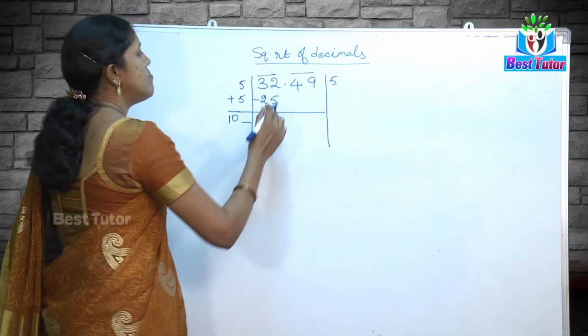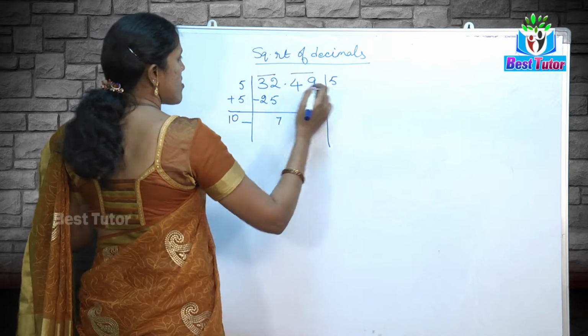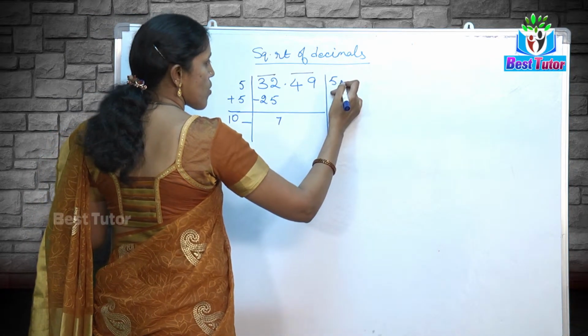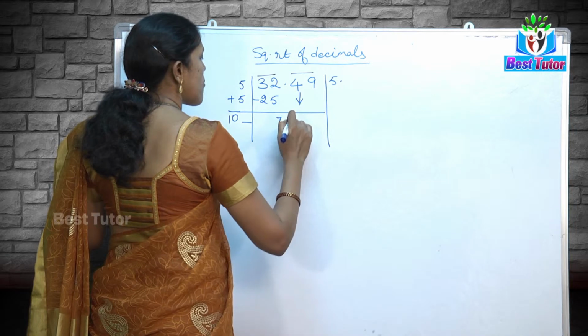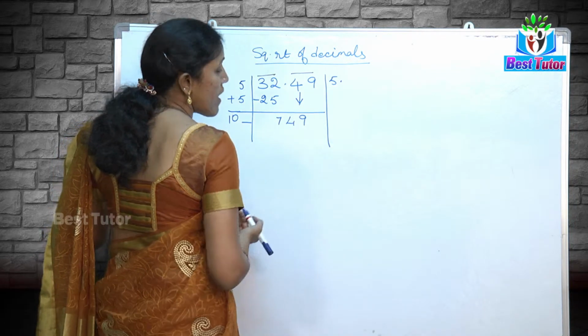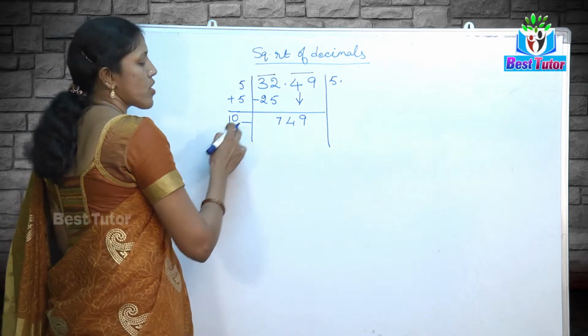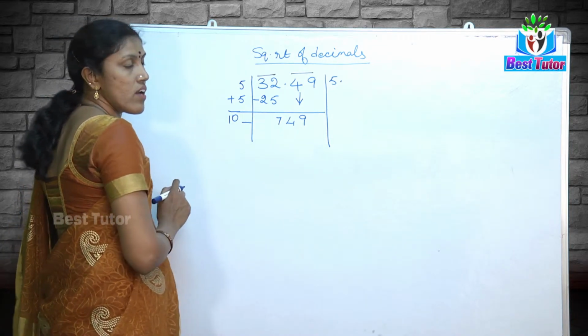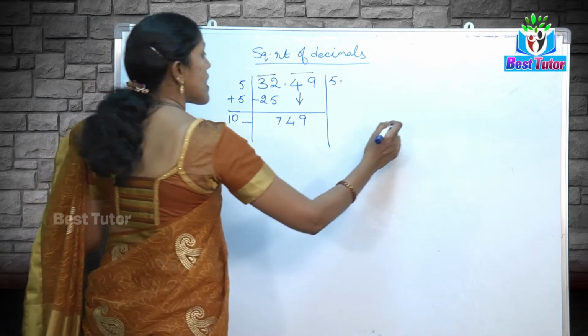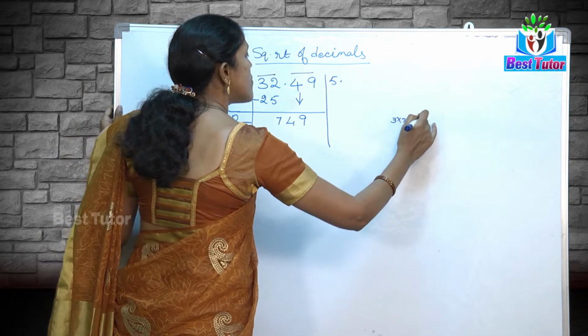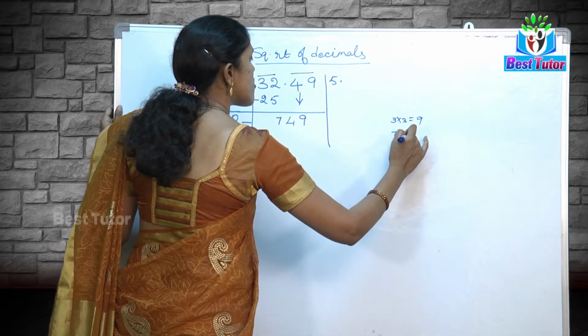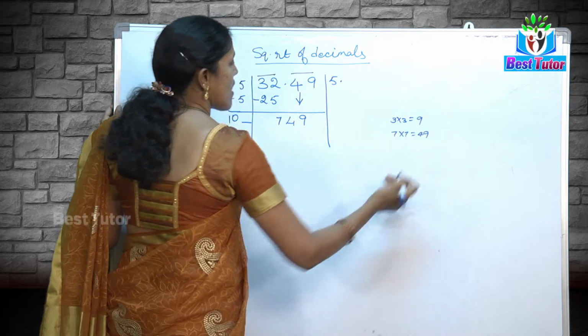Right. I need to bring the next pair down, but this point is stopping us, so I will put a point here and then I bring this 49 down. So here it is going to be 749. I need to put a suitable digit here. 9 is the ending digit. It can be 3 3s are 9, right, or 7 7s are 49. Both these squares end up with 9.